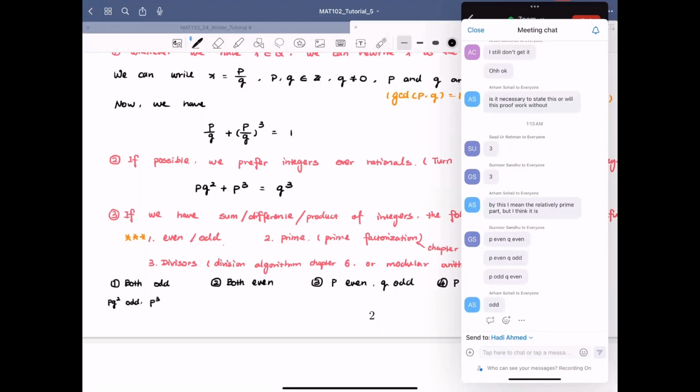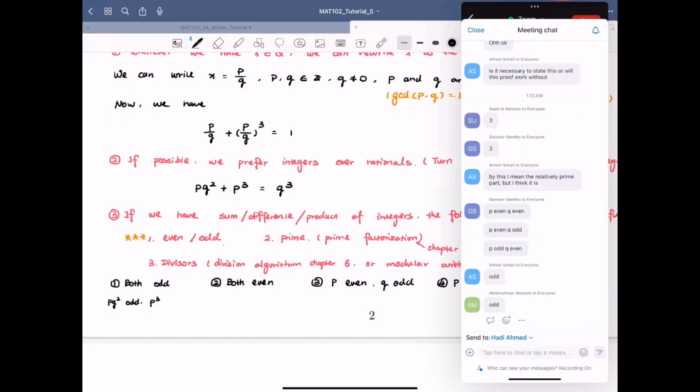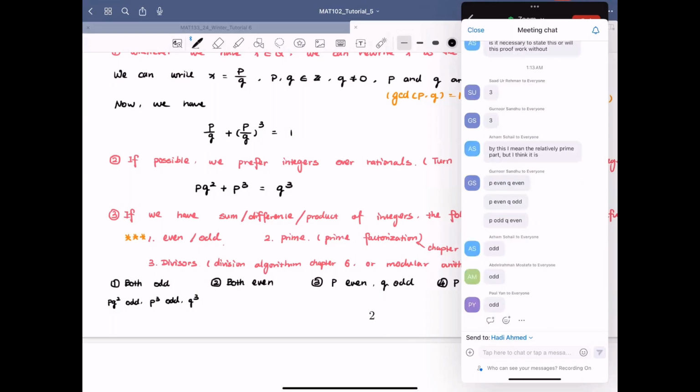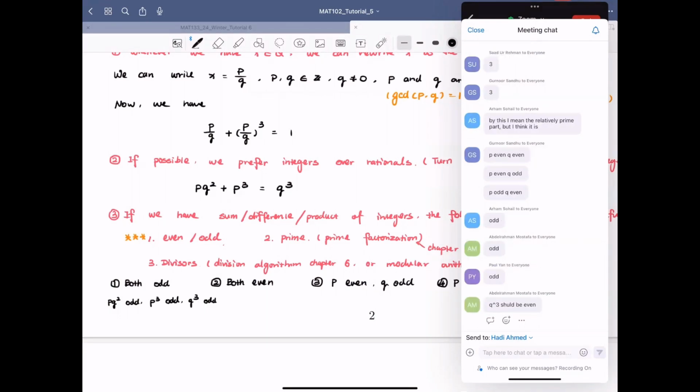What about PQ? Is it even or odd? If you don't know the answer, by the way, you can just think about 1. 1 is an odd number. 1 cubed is still 1, which is still odd, okay? Just plug in an odd number or even number because it works for everything. It's also odd. What about Q cubed? Odd, okay? So what's my contradiction? The Q cubed should be even.